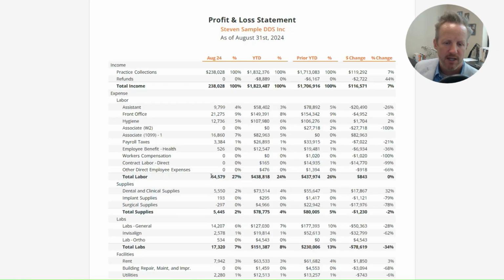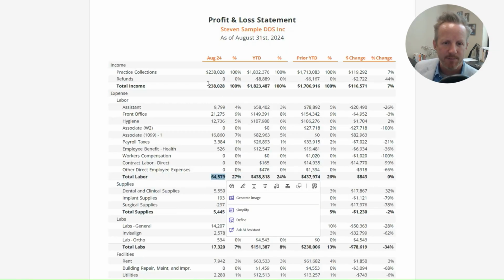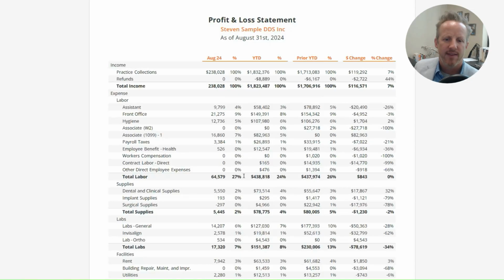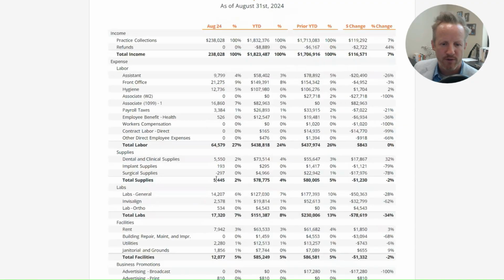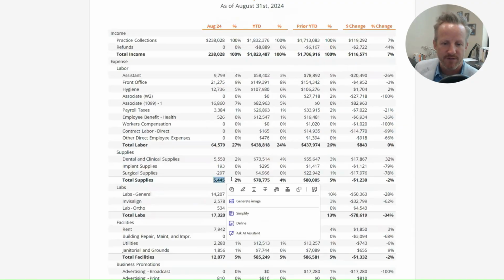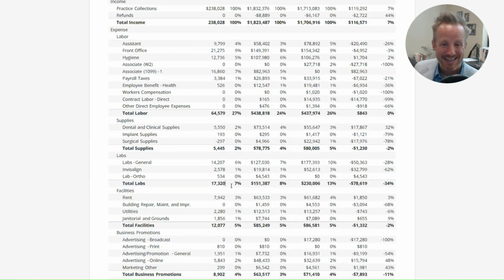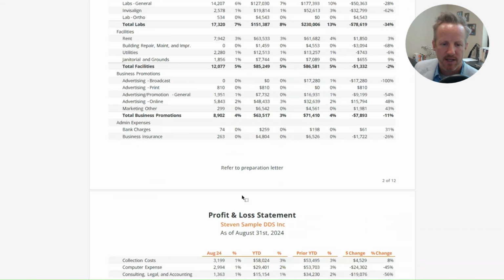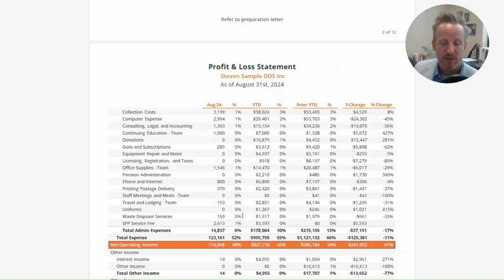In other words, if you took $64,000 and divided it by the $238,000 of collections, you come out with 27%. Then I do the same thing all the way down. Supplies total $5,445. That's 2% for the month. Labs total $17,000. That's 7% of your collections. Facilities, 5% of your collections. Marketing, 4% of your collections. And admin, 6%. So if you add up all of those expenses, that equals $123,000.